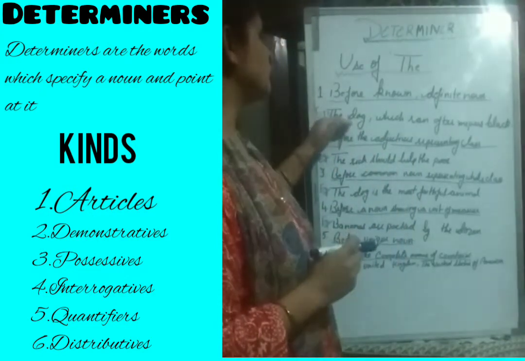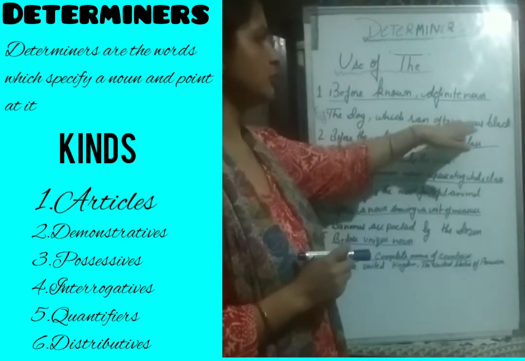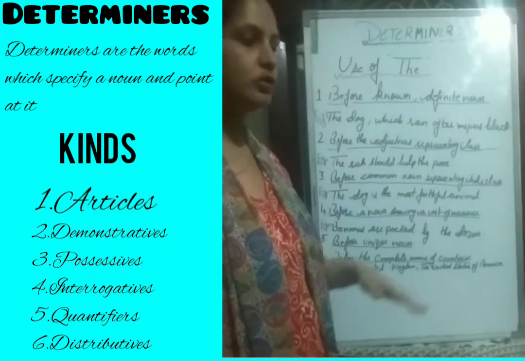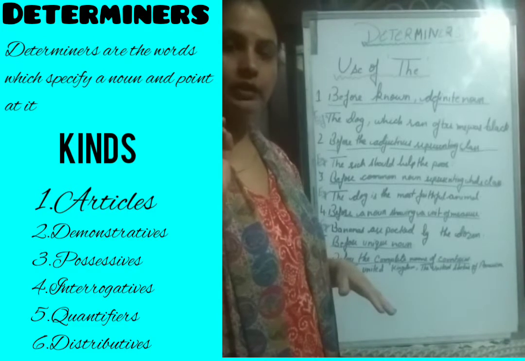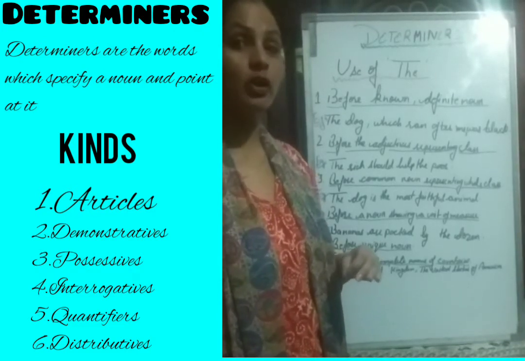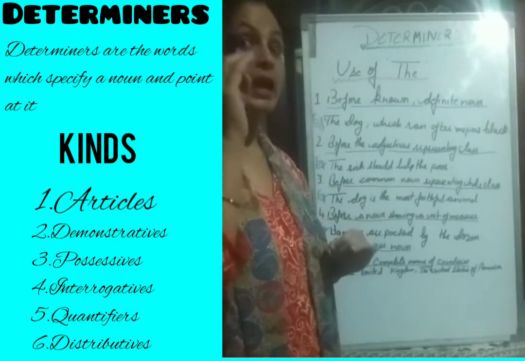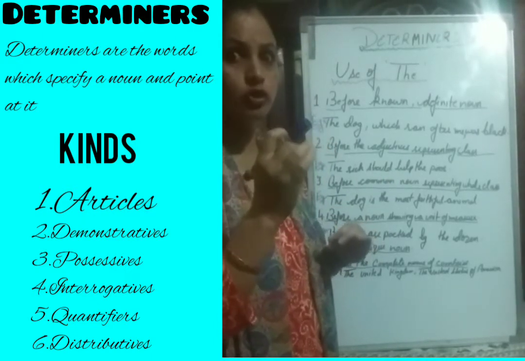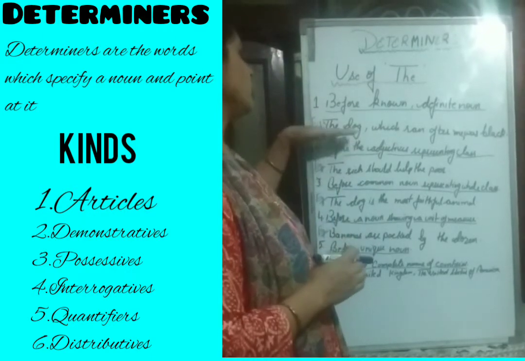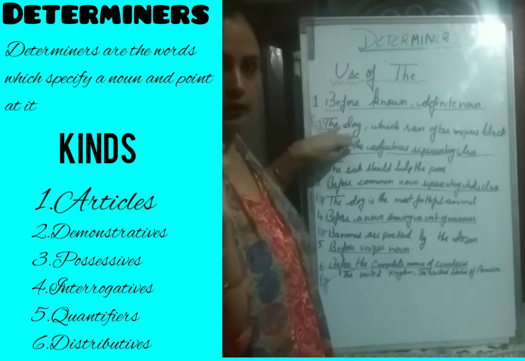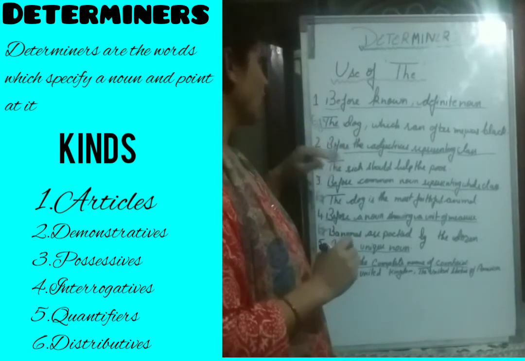Like, the dog which ran after me was black. Here I am talking about a particular dog which ran after me, and it was black in color. So I know that dog, it is known to me. That's why we have used the article before dog, as it is definite or known.